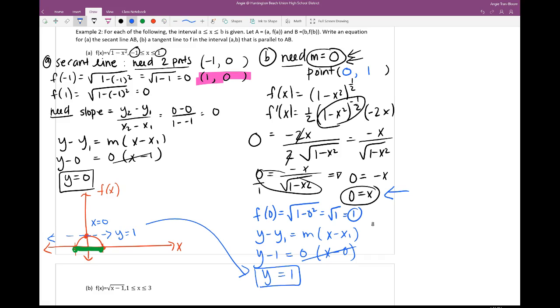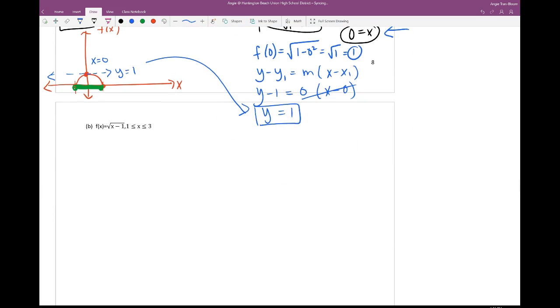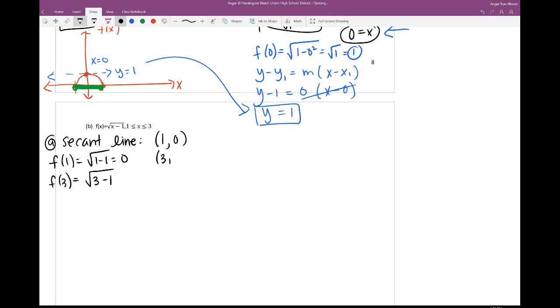So this one, we have a radical x minus 1. And it is now from 1 to 3. So first, I'm going to see if I can find the secant line. A secant line, I need 2 points, okay? So first, point 1, so f of 1 equals square root of 1 minus 1, that's going to be 0. And another point is 3, so let's plug it in. f of 3 equals square root of 3 minus 1, that's going to be square root of 2.